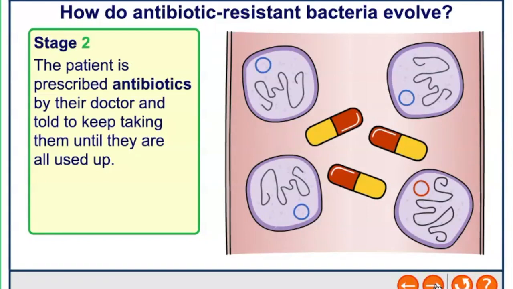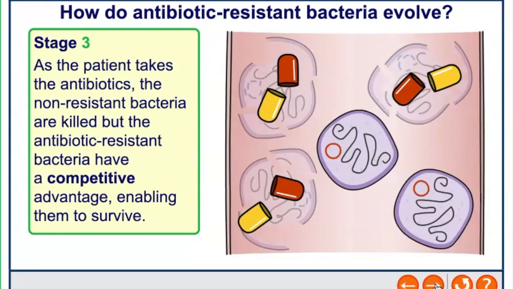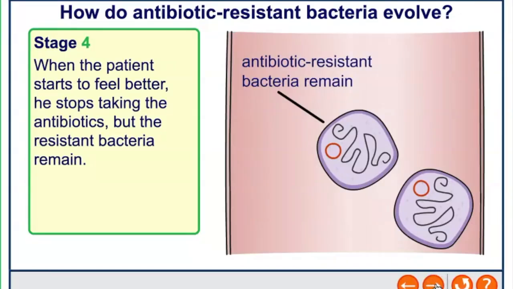Stage 2. The patient is prescribed antibiotics by their doctor and told to keep taking them until they're all used up. In stage 3, as the patient takes the antibiotics, the non-resistant bacteria are killed, but the antibiotic-resistant bacteria have a competitive advantage, enabling them to survive. In stage 4, when the patient starts to feel better, they oftentimes stop taking the antibiotics, but the resistant bacteria remain.